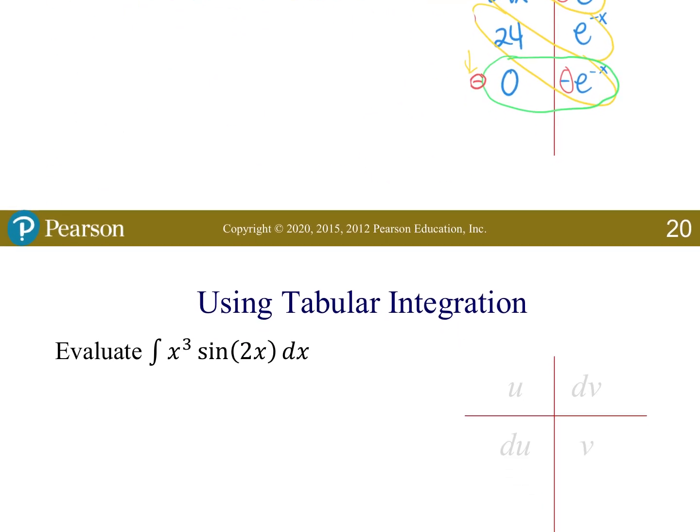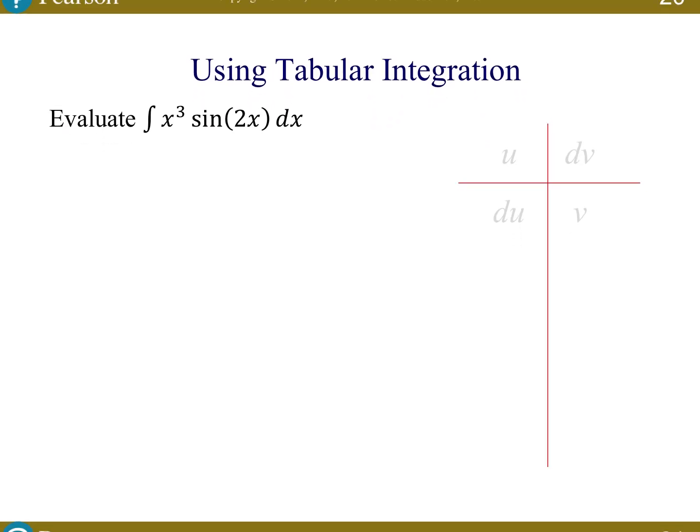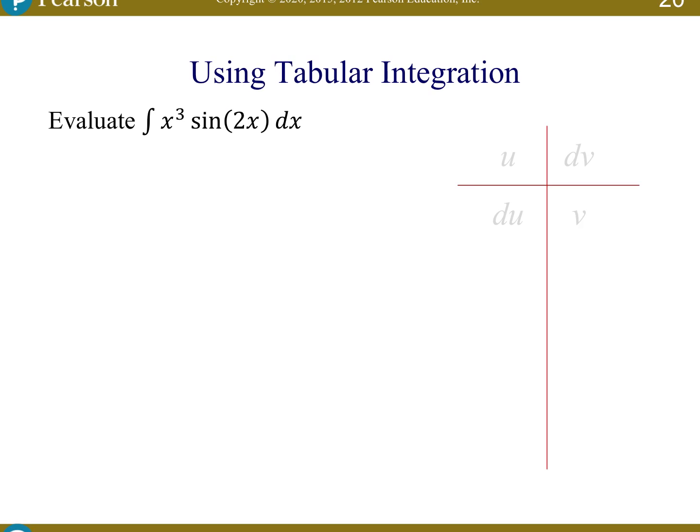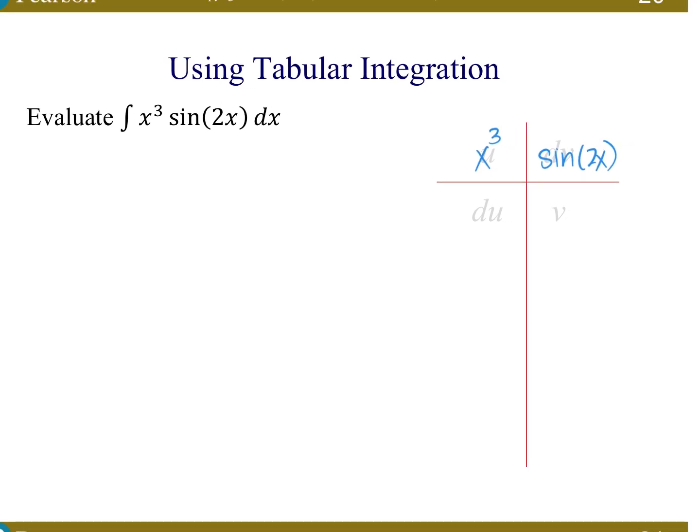All right, let's try another one. Does it work with trig? It sure does, as long as you start with a p. Okay, and it doesn't work with an L, doesn't work with logs, it doesn't work with inverse. It only works if you can start with a p. Okay, so we'll start with a p. So we're going to start with x cubed, and then we're going to have sine 2x. And what you'll have to watch here is your chain rule. Okay, so one derivative and one antiderivative.